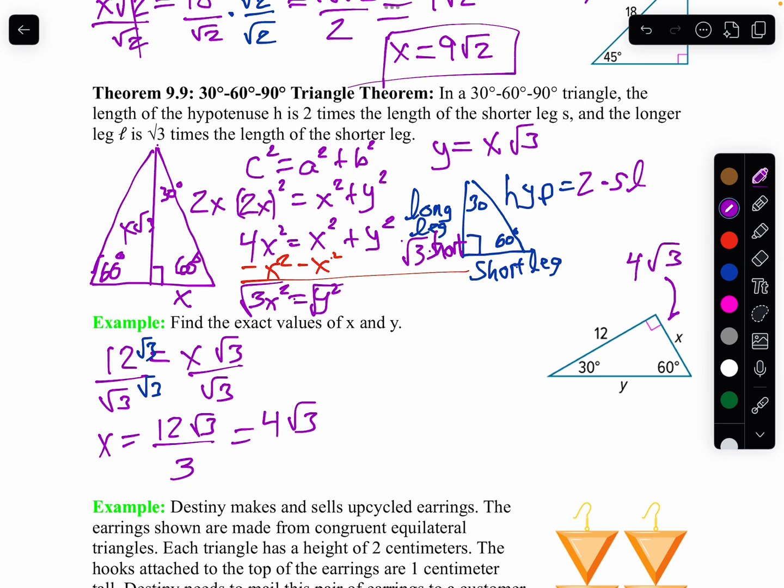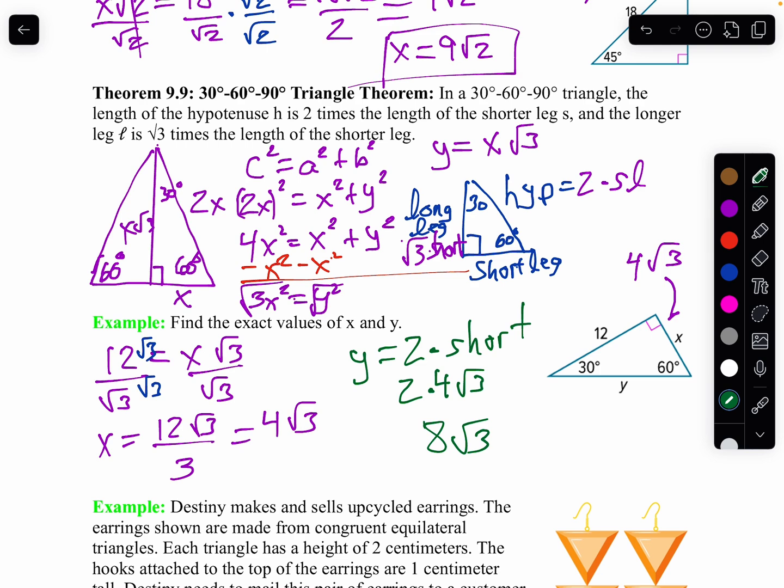And then to find the hypotenuse, y, my rule is I double the short leg. So I go 2 times my short leg. Well, now I've defined my short leg as 4 square roots of 3. I'd say 2 times 4 square roots of 3. We'll get 8 square roots of 3 for my hypotenuse.